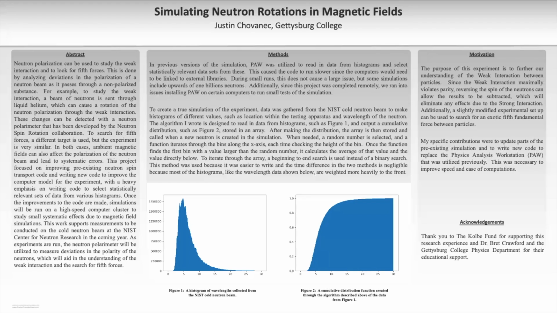From there, the function takes the midpoint of that bin and the next lower bin to get the midpoint of the midpoint for the new value of the neutron. This is done for things like location within the beamline and wavelength of the neutron. And this is done to get a truly random sample of neutrons to use in the simulation.